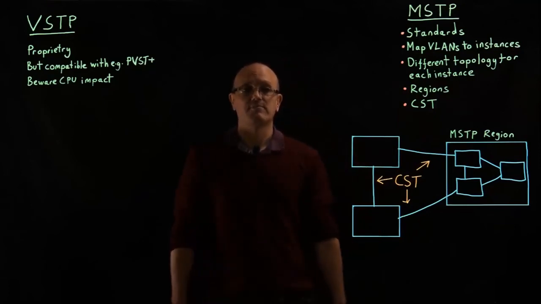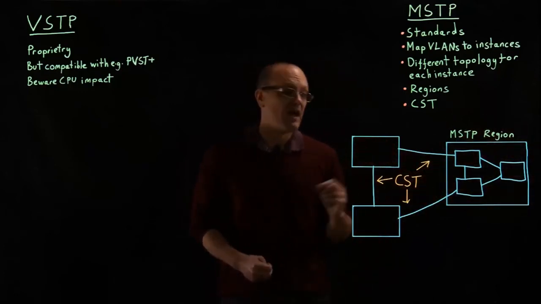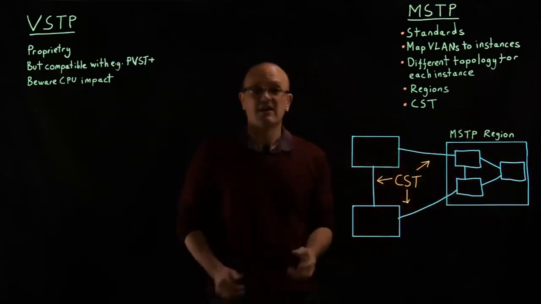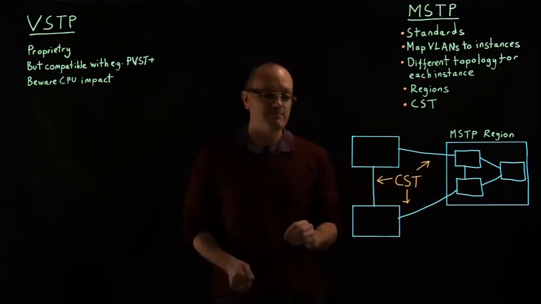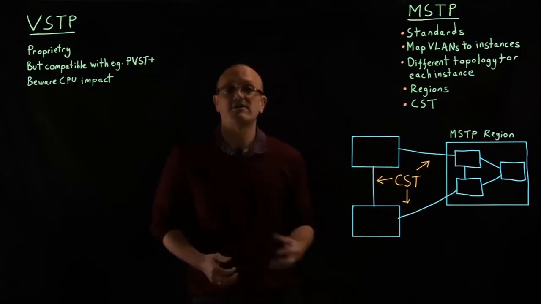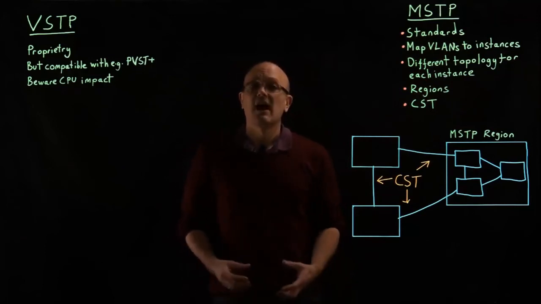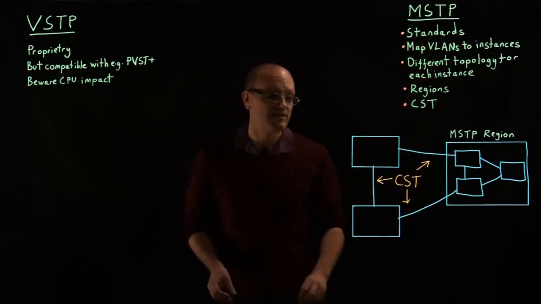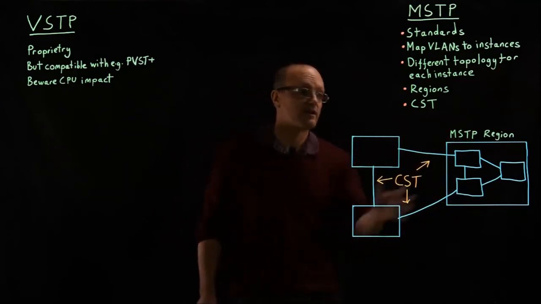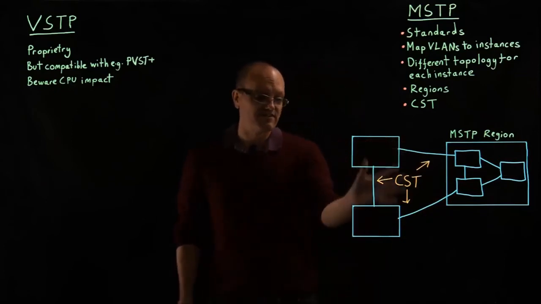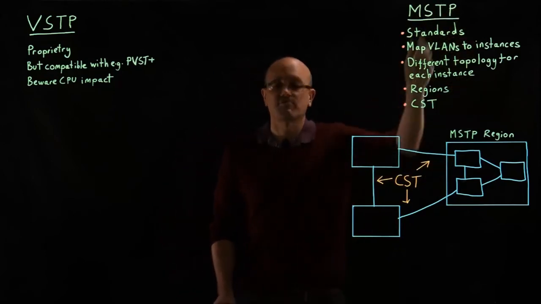And what you're doing here is that you effectively treat the multiple spanning tree regions that you've deployed as virtual switches. And these virtual switches then interconnect via common spanning tree to your switches that are not capable of running multiple spanning tree and that are running standard spanning tree. And that way you can still have a complete loop-free layer 2 network, but you can have a mix of devices that are running multiple spanning tree and devices that are running legacy spanning tree. So that was multiple spanning tree.